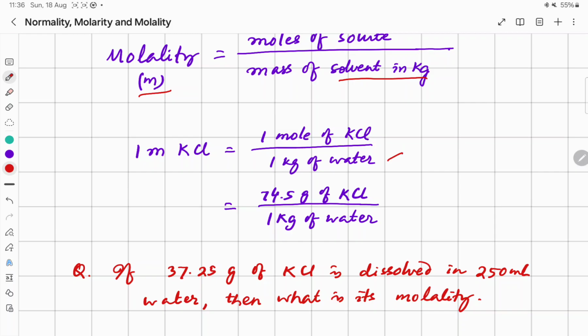So 1 molal potassium chloride is 1 mole of potassium chloride per 1 kg of water. So 1 mole, as we said, is the molecular weight, 74.5 gram. So if 74.5 gram of potassium chloride is dissolved in 1 kg of water, then we will get a 1 molal solution. That is molar in case of molarity, and molal in case of molality.